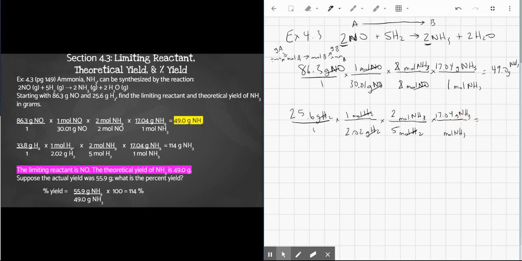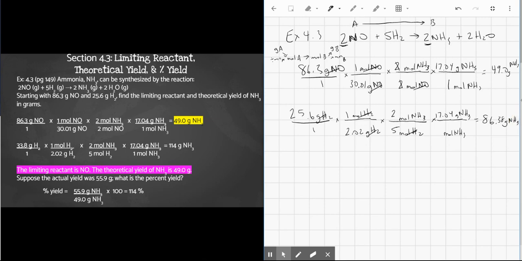Okay, and I'm going to use my calculator here to check my work. Okay, so I have 25.6 times 2 times 17.04. I'm going to hit equals and divide that by 2.02 and divide that again by 5. And I actually get 86.38, which would round to 86.4 grams of NH3.